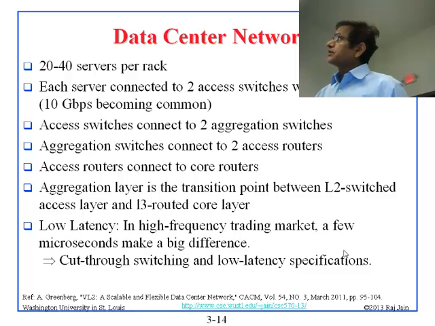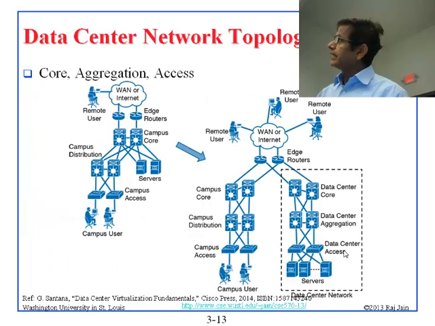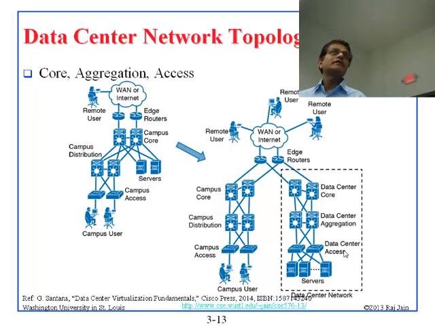Anyway, there are 20 to 40 servers per rack. Each server is connected to 2 switches. That is an interesting thing to notice, that everything is dual connected. You see, this server is connected to both access switches, and this switch is connected to 2 switches, and this switch is connected to 2 switches. Everything has a redundant connection. You understand why? For redundancy, yeah, reliability. If something fails, the other one continues.